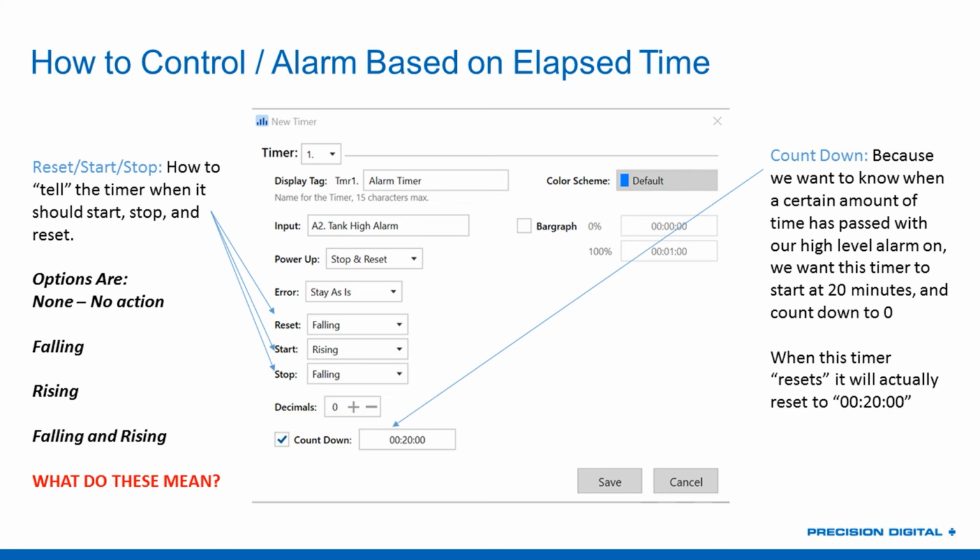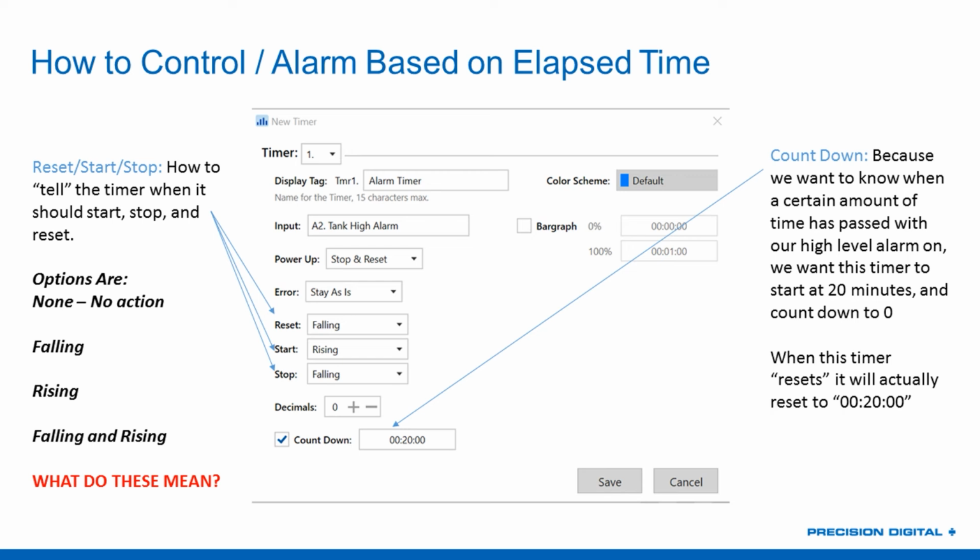And for the sake of our example, I just made it 20 minutes. And so what this means is that when our timer starts counting, it's going to start at 20 minutes, and it's going to count down to 0. When it resets, or our alarm condition clears, that timer is going to reset to 20 minutes, and it's going to stay there until the timer starts again, at which point it counts down to 0. And again, if you guys have any questions or anything, feel free to ask in the chat, because I have the chat box open right there.